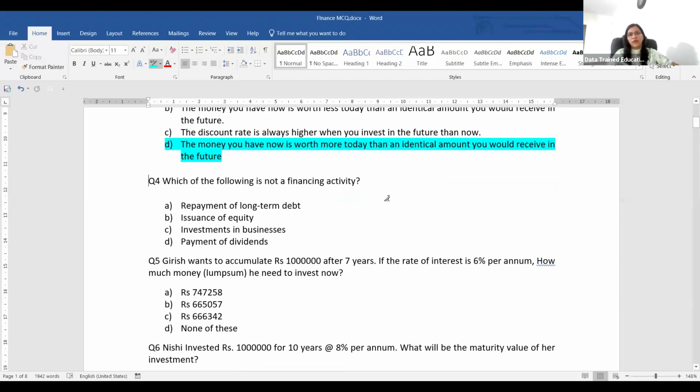Okay, now coming to question 4. Which of the following is not a financing activity? Repayment of long-term debt, issuance of equity, investment in business, payment of dividend. Which is not a financing activity?